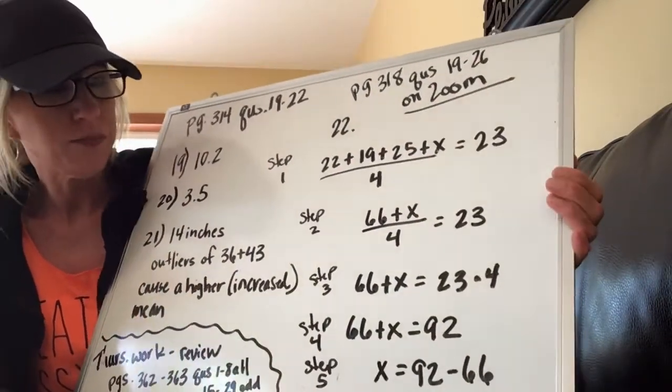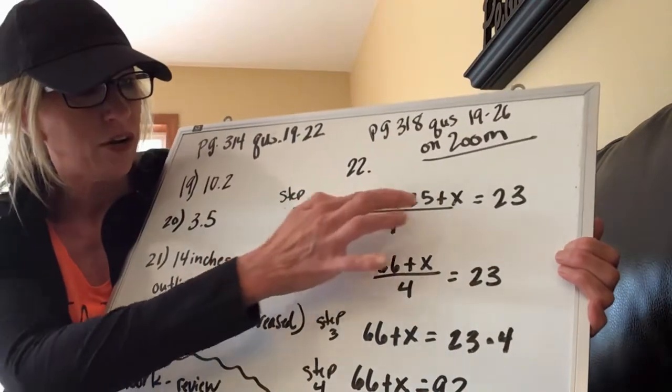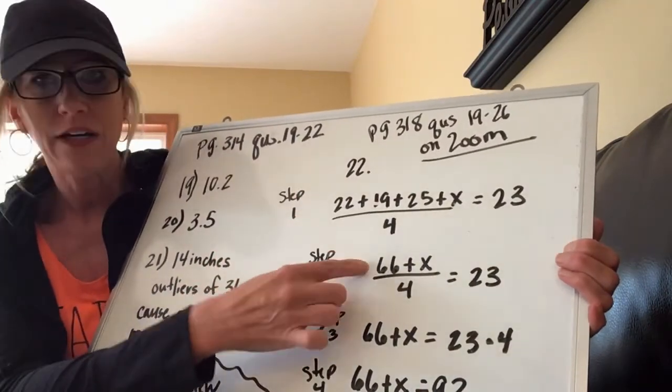Okay, now let's go to step 2. Step 2 is I just added all these numbers that we know, added them up.